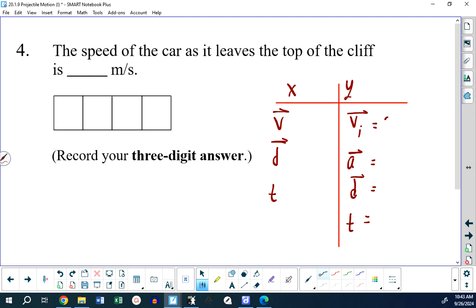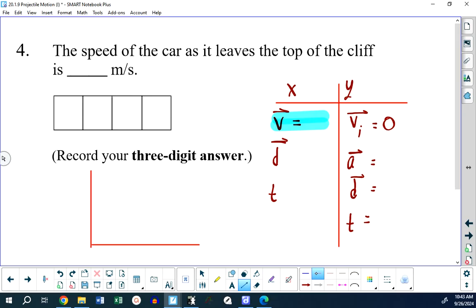What is VI? Zero. Under the Y column. What is this V? It's what we're trying to find. We're trying to find the true initial velocity of the car, which is how fast it goes off of the cliff. If you're looking for a diagram, here's the water, here's the cliff, here's the car. That's the diagram. At the beginning, there is a velocity in this direction. That velocity is going to still be the same in that direction all the time, but it's going to grow vertically, so it's going to change direction.